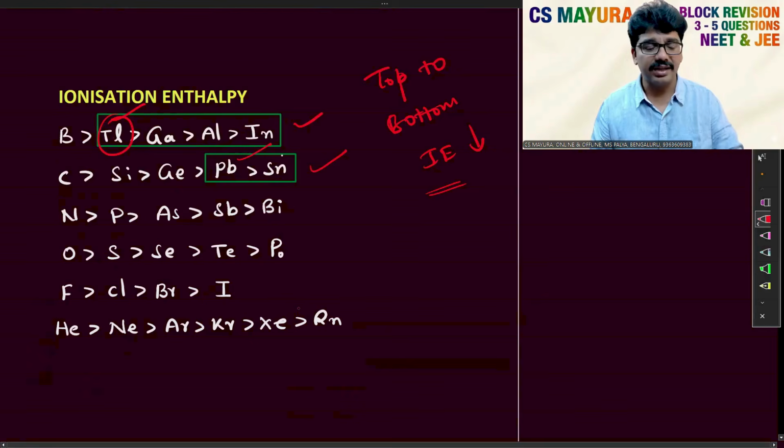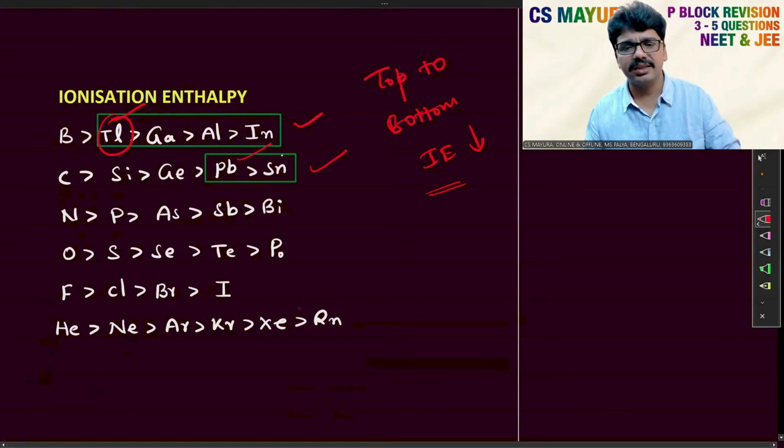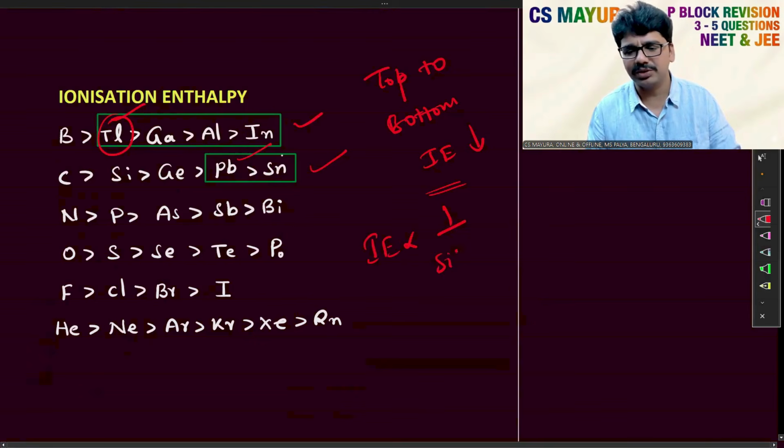In all other groups, down the group, ionization enthalpy decreases. In all other groups, ionization enthalpy is inversely proportional to size. So we observe these two exceptions.